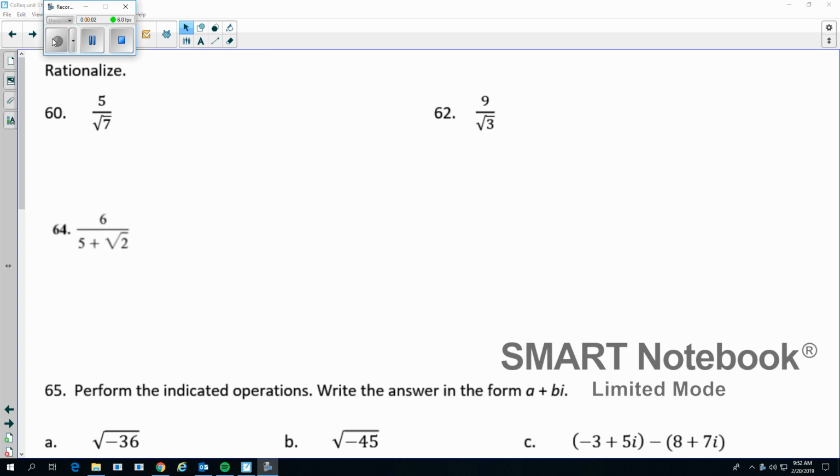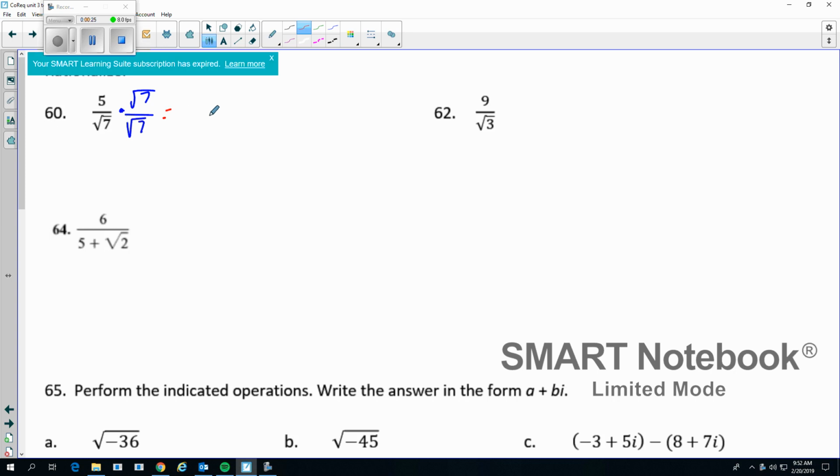All right, so here is the last page of our review. We're going to start with rationalizing. On this first one, you've got a square root of 7 on the bottom, so you want to rationalize that by getting something that is a perfect square in the denominator spot. So what we're going to do is multiply by square root of 7 over square root of 7, and that should help us out here.